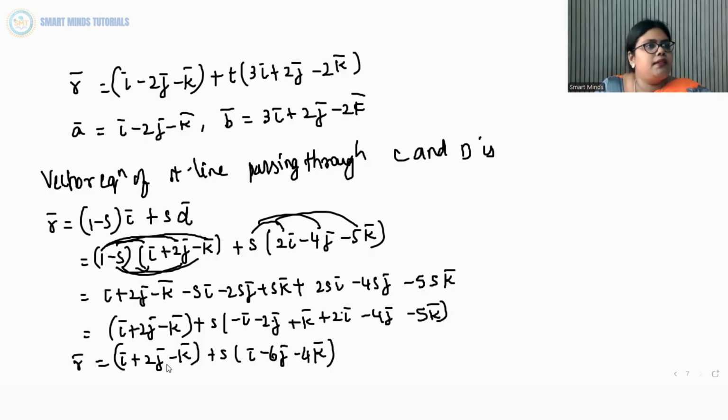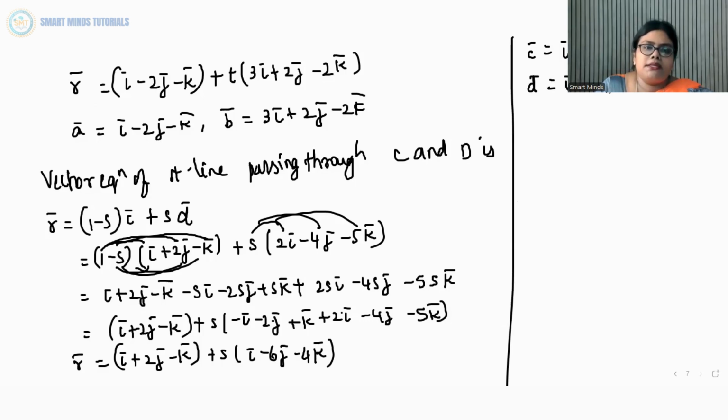Okay, now compare this with R bar is equal to C bar plus SD bar. So you will get C bar and D bar also. C bar is I bar plus 2J bar minus K bar. D bar is I bar minus 6J bar minus 4K bar. Now you got A bar, B bar, C bar, D bar. Now we'll take shortest distance between skew lines formula.